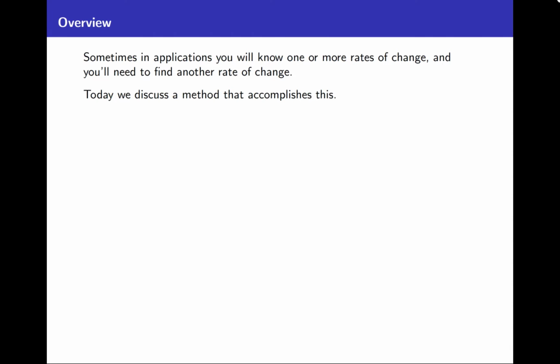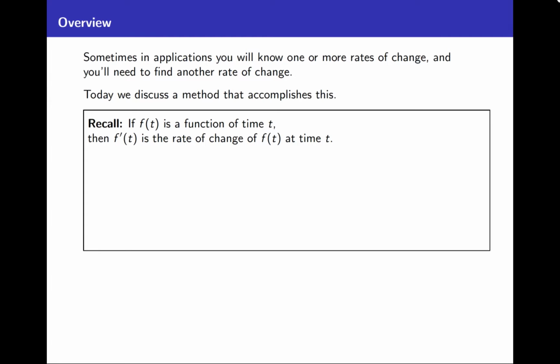Everything we do today revolves around the interpretation of the derivative as a rate of change. So let's recall that. If f of t is a function of time t, then its derivative f prime of t gives the rate of change of f of t at time t.